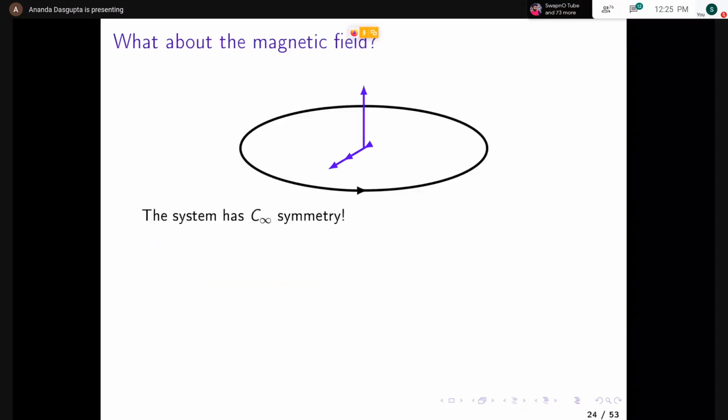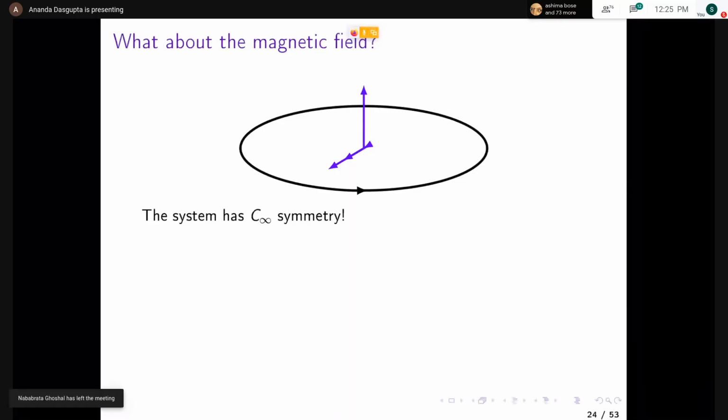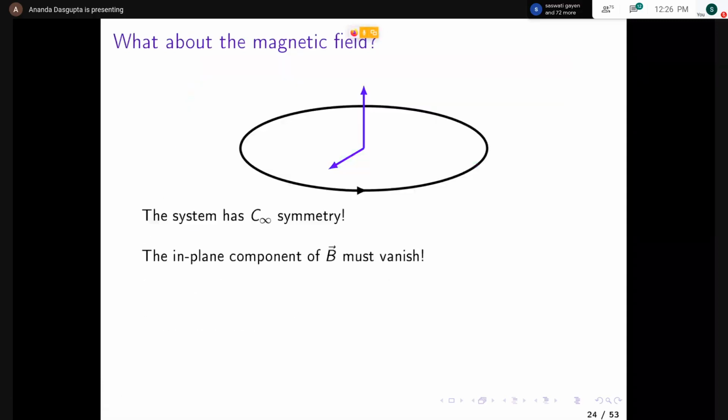Now let's see, can we talk about a ring carrying current and talk about the magnetic field at the center? The system here actually doesn't have C17 symmetry, it has C infinity symmetry. You can rotate it not only by 2 pi by 17 and its multiples, you can rotate it through any angle about the axis, and the ring will stay exactly the same. The point where you're trying to measure the field stays exactly the same, which essentially means that for all these rotations, nothing changes. So the in-plane component of B, the magnetic field, must be 0. Same argument as for the electric field.